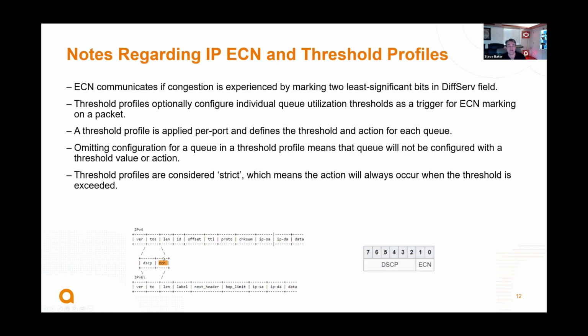In fact, we have a better image of that. It marks the packets using the least significant bits in that diff-serve field. And with these threshold profiles, you can optionally configure queue utilization thresholds as an ECN marking for this packet. And it can be applied per port. When we omit a configuration for a queue in a threshold profile, that really does mean that queue will not be configured with a threshold. And threshold profiles are considered strict, which means that the action always occurs when the threshold is exceeded.